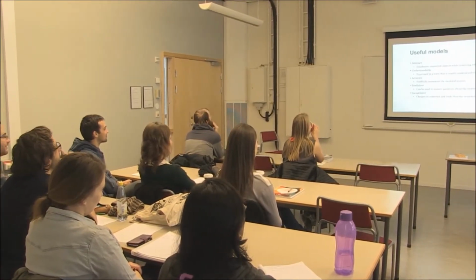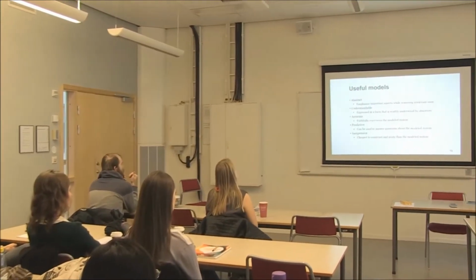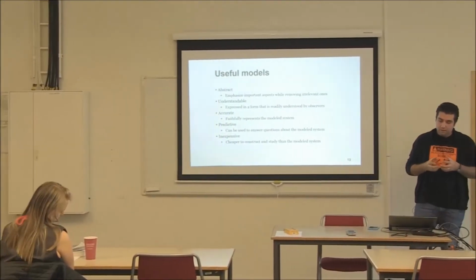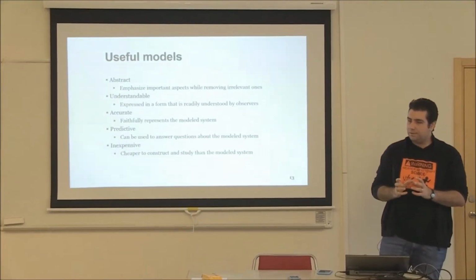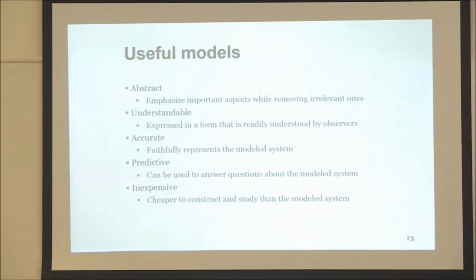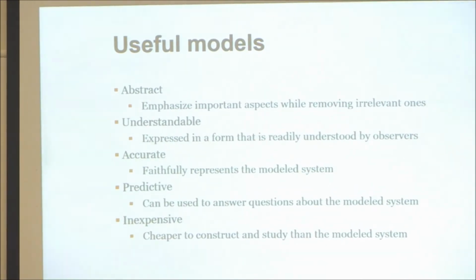So not all models are very useful. We're trying to have useful models, especially in software engineering. They need to be abstract. In a way, they need to emphasize the important aspects while you remove the other ones. And then it should be understandable. If I show you a model, you should be able to understand it quickly. Otherwise, it's not useful.